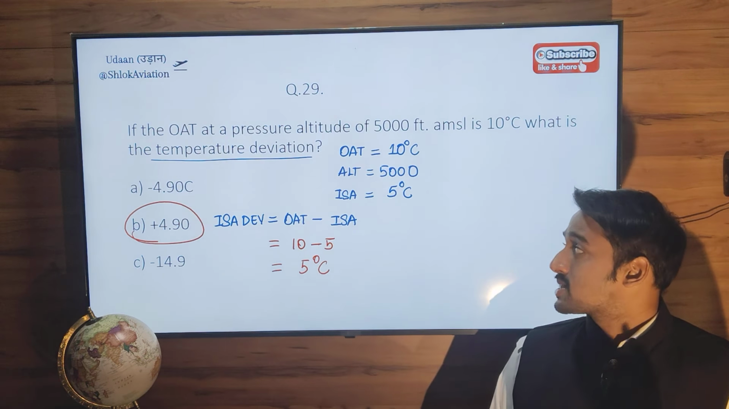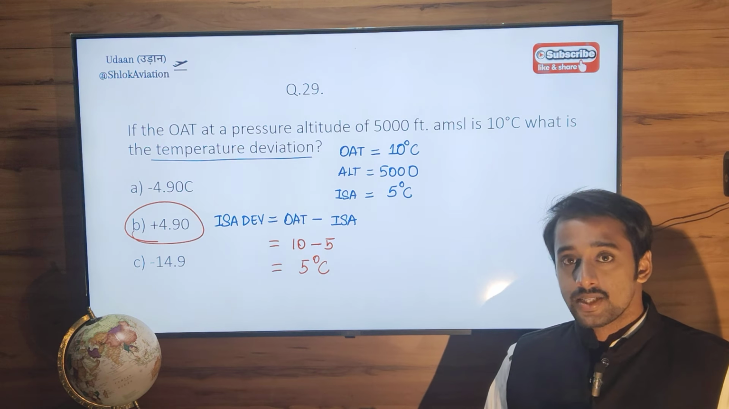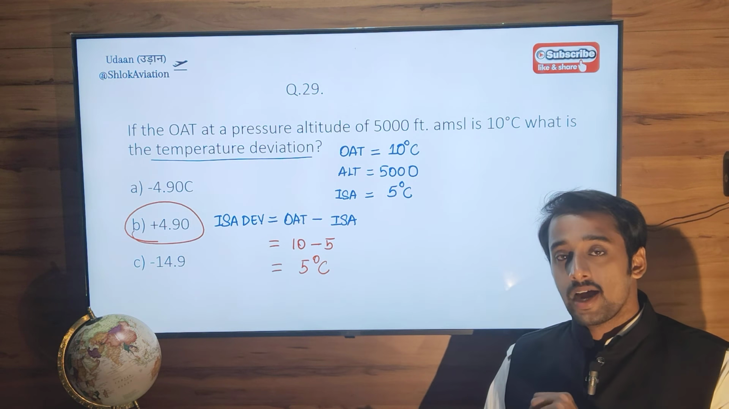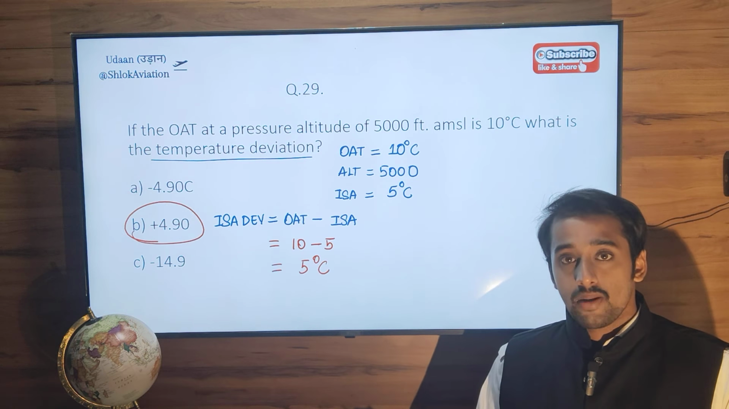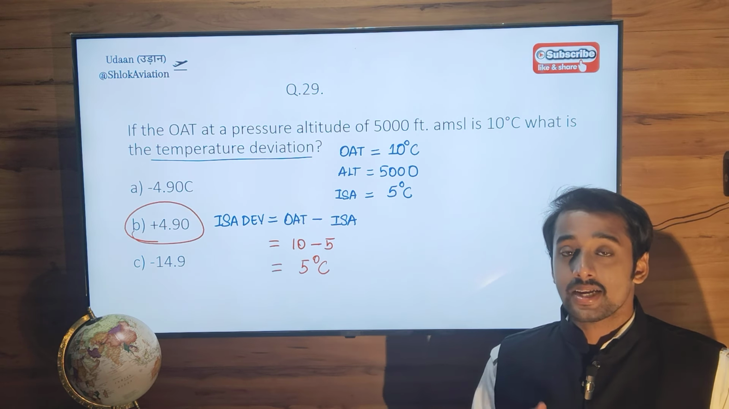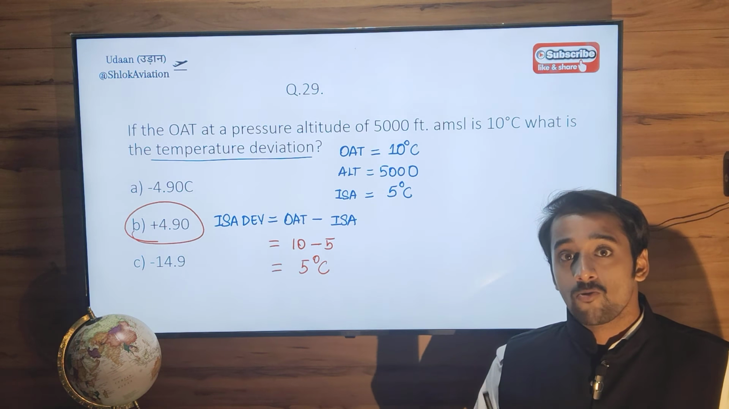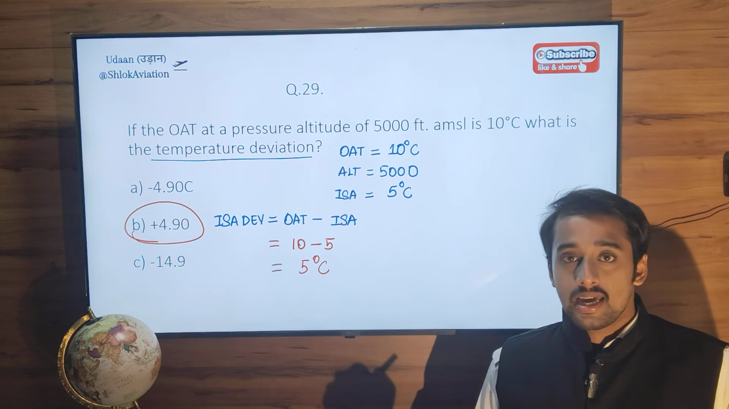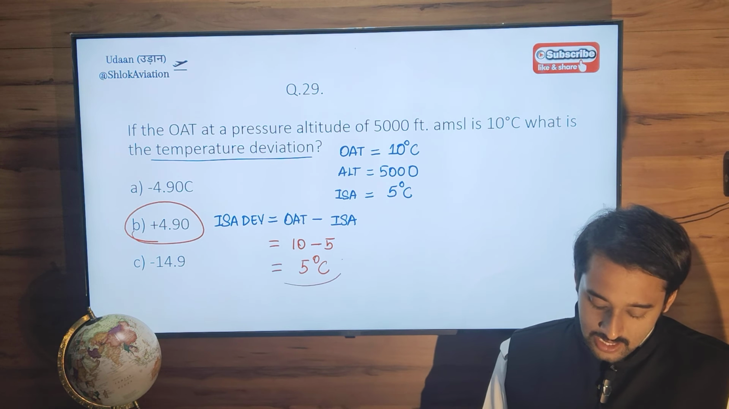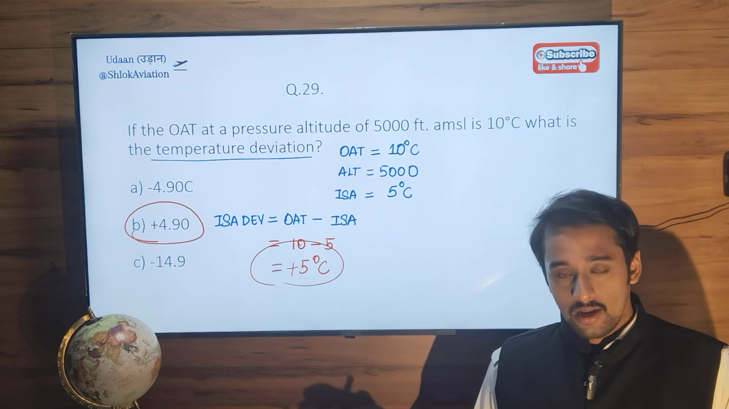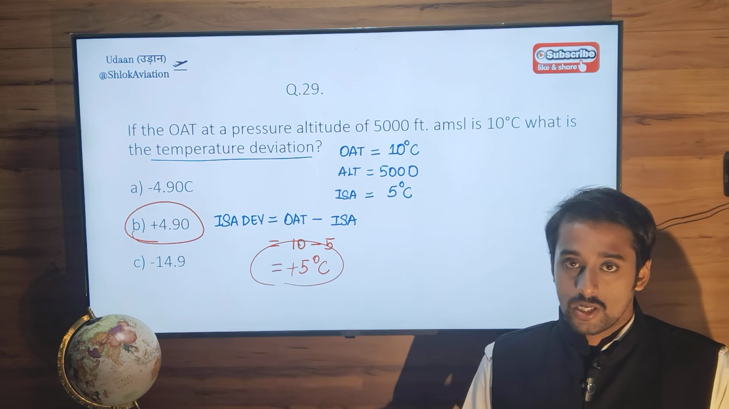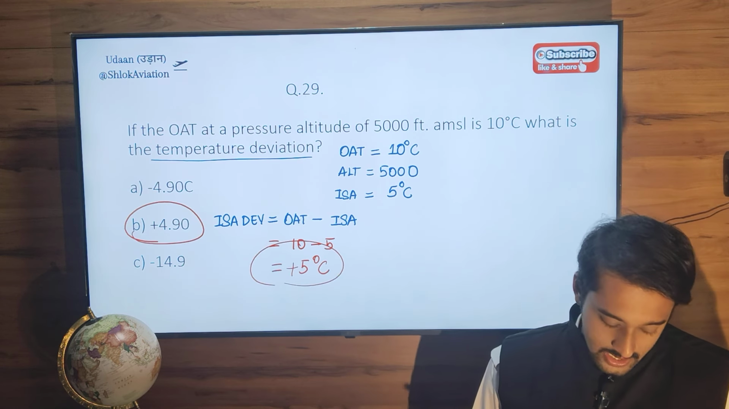So outside temperature is 10. ISA says at 5,000 feet you must have 5 degrees Celsius temperature, but the outside temperature is greater than that, more than 5, which means it is warmer than ISA by 5 degrees Celsius. So 5 degrees Celsius with a plus sign. Okay, so this is one simple question. It can get asked in the exam.